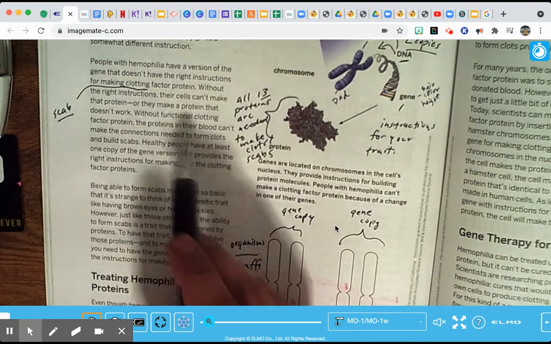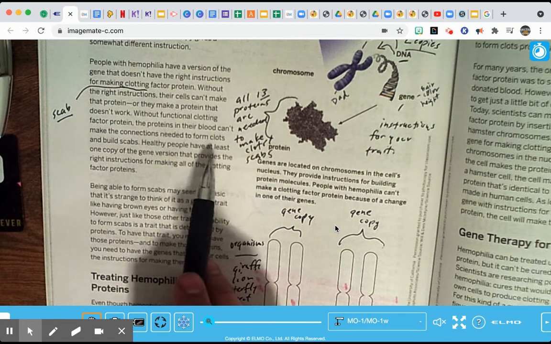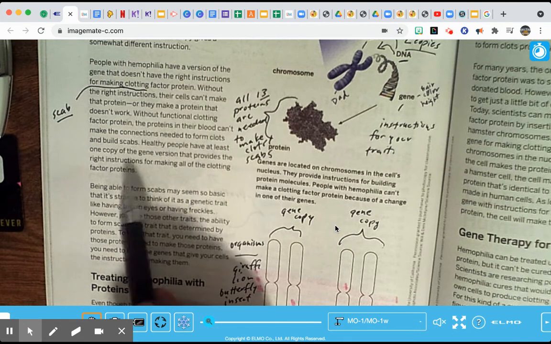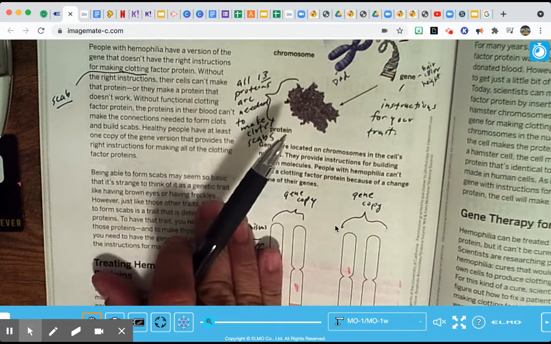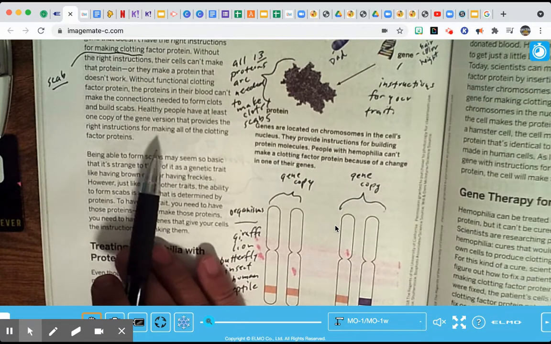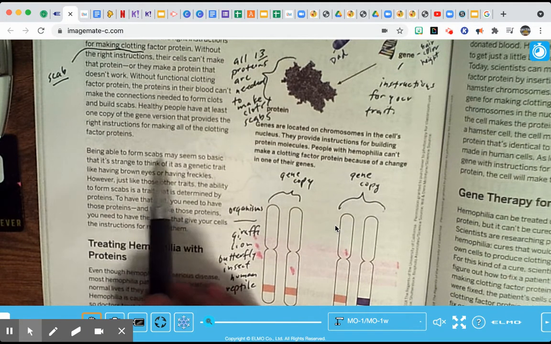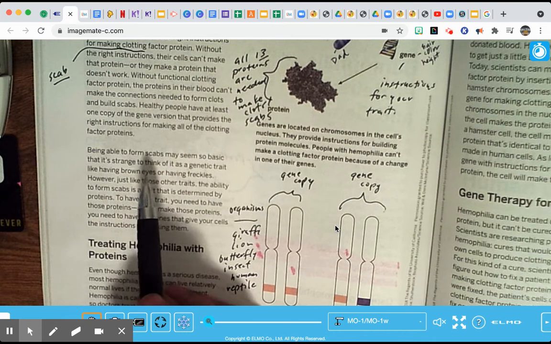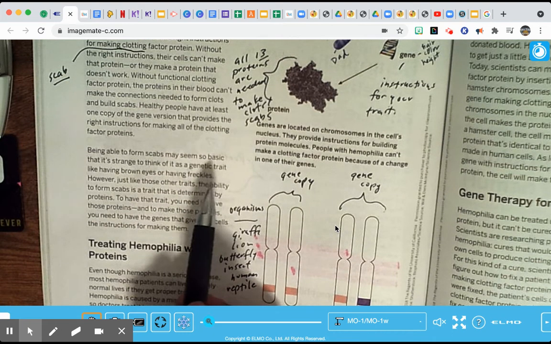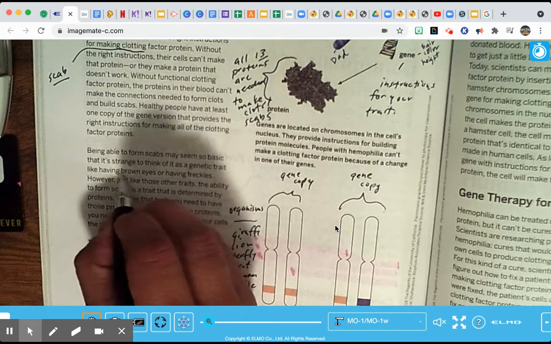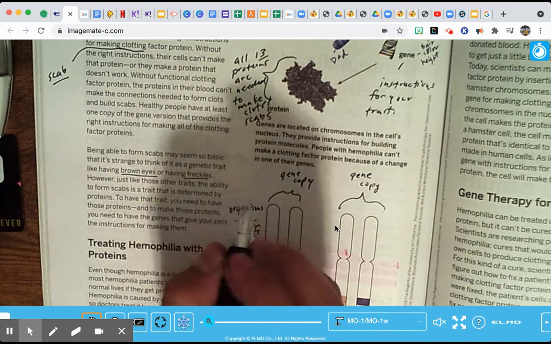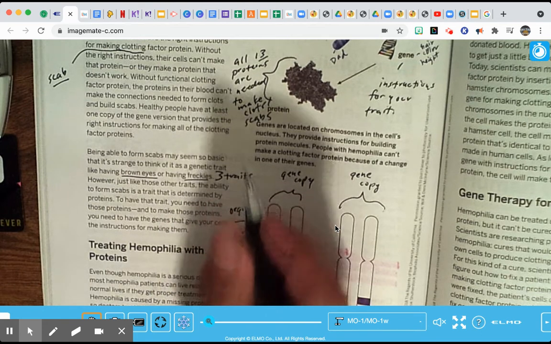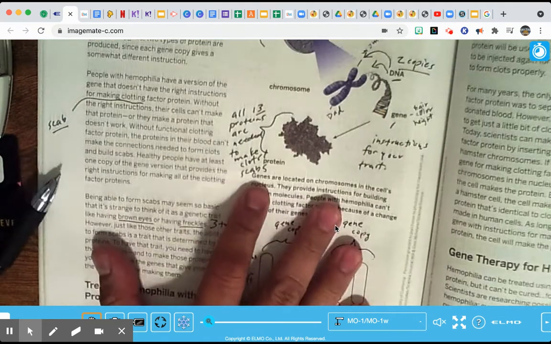Let's see here. Where were we? Healthy people have at least one copy of the gene version that provides the right instructions for making all the clotting factor proteins. Being able to form scabs may seem so basic that it's strange to think that it is a genetic trait like having brown eyes or having freckles. So, brown eyes, freckles, they are what? Traits. Traits.